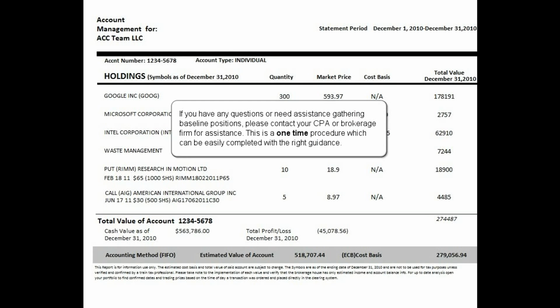If you have any questions or need assistance gathering baseline positions, please contact your CPA or brokerage firm for assistance. This is a one-time procedure which can be easily completed with the right guidance.